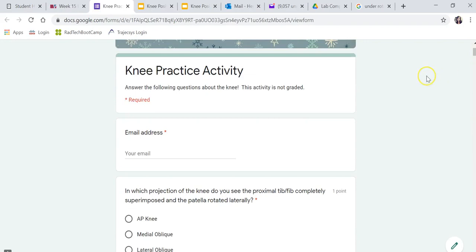So this is not graded. It's 20 questions. It's not graded. You can see there is point values associated with each question, but it's not graded. I do want you to put in your email address so that I can see that you've completed it, and I can see your correct and incorrect responses in case we need to talk about something again.